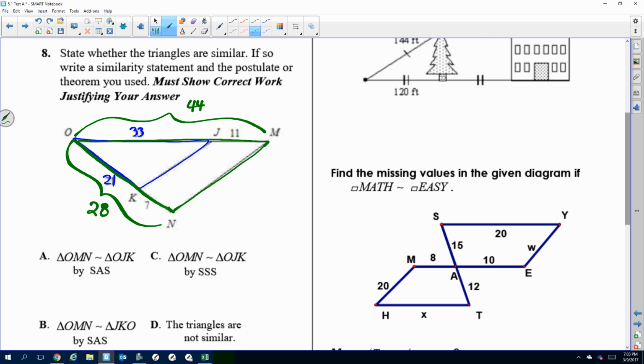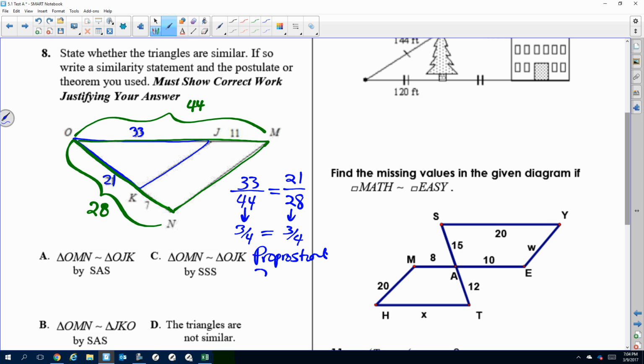So now I can do my proportion. Because the blue on the top side, the 33 corresponds with the 44. And then the 21 corresponds with the 28. And I can reduce it, put it in your calculator, it'll do it for you, to 3/4. And if they're the same ratio, if they're equal to each other, they're proportional.